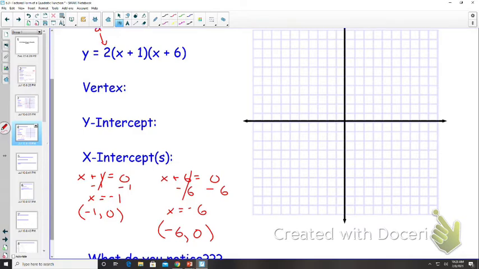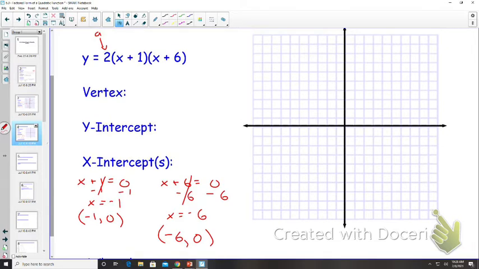Okay, cool. So we have x-intercepts at negative 1, 0 and negative 6, 0. So 1, 2, 3, 4, 5, 6. So negative 6, 0, and negative 1, 0.